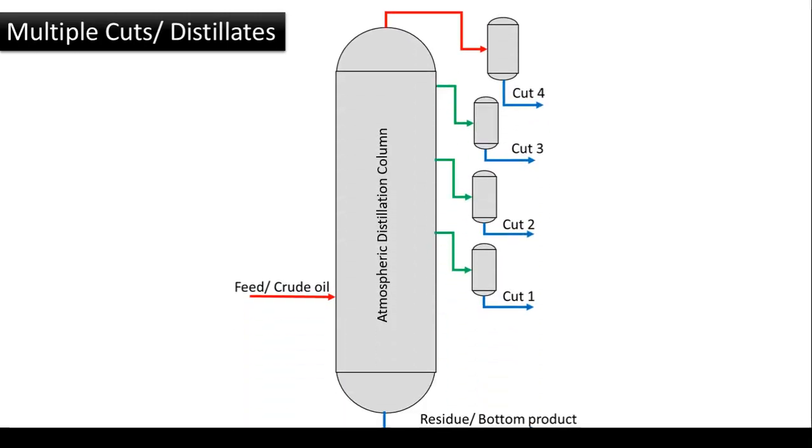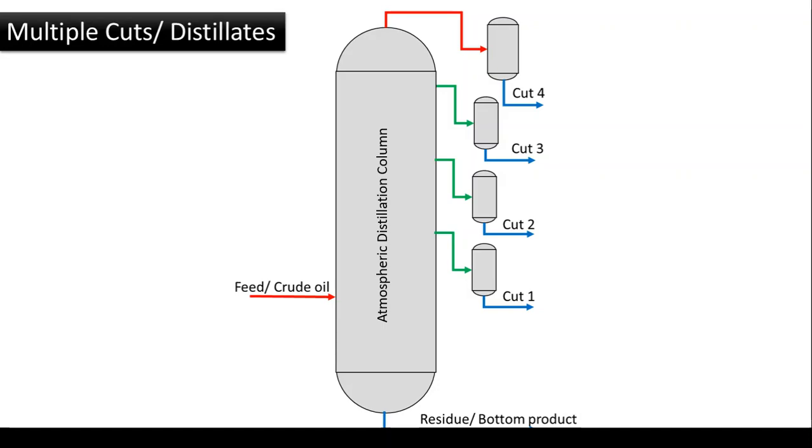Dear students, today we'll discuss multiple cuts or distillates from the TBP graph that is obtained from the atmospheric distillation column. This is a very important topic, so see it carefully. Now, as we know, the atmospheric distillation column is a simple distillation column, but the difference is there are intermediate products apart from the top and bottom.